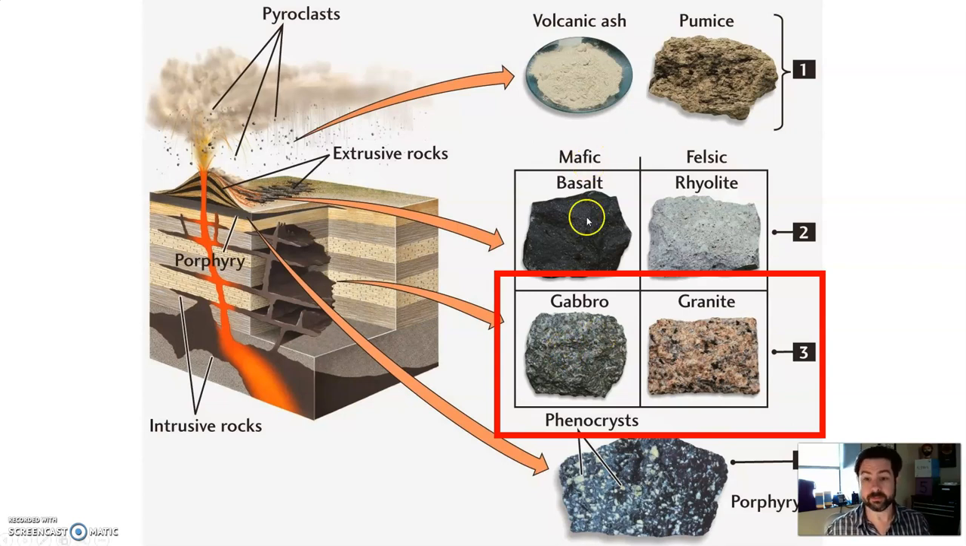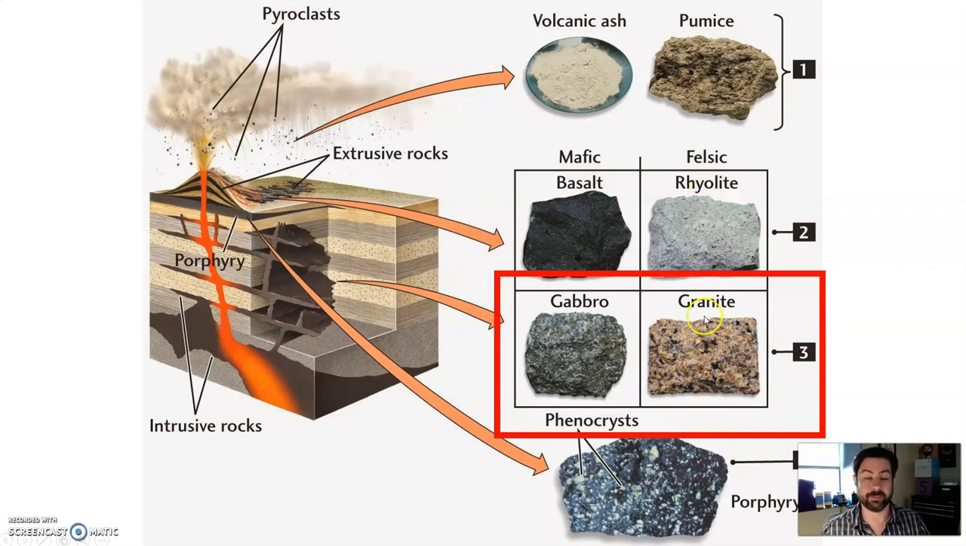Gabbro is mafic, so it's a mafic, intrusive, phaneritic igneous rock. You can put all these words together. So it's darker in color with the bigger crystals. Granite is a felsic, intrusive, phaneritic igneous rock. So felsic, lighter in color, came from melted crustal material, intrusive, formed inside the earth, phaneritic, bigger crystal structure. You can kind of pick out the different mineral crystal grains here.